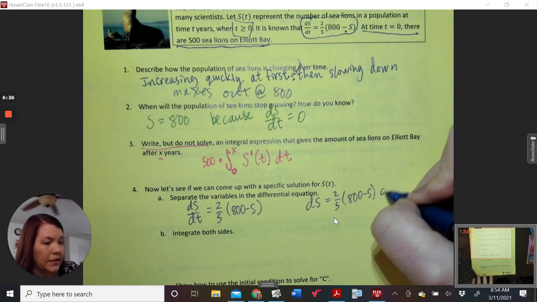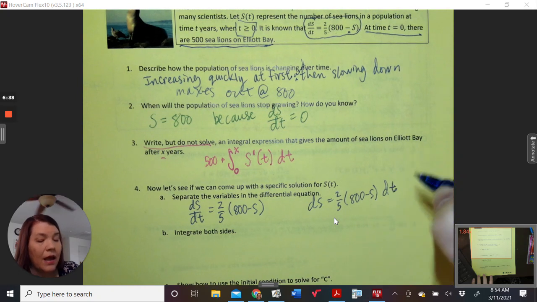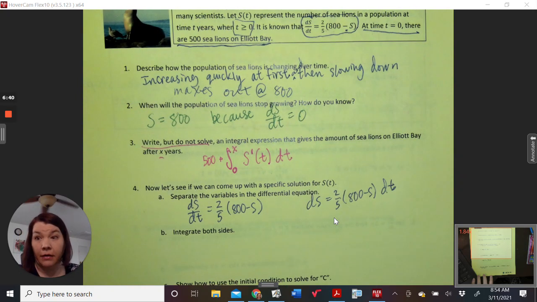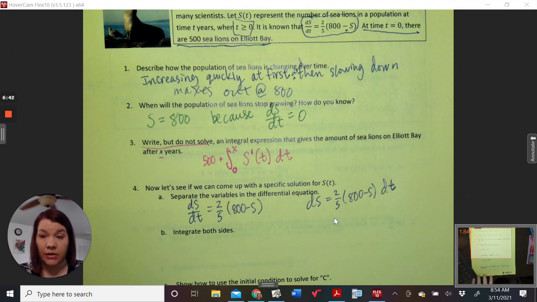dt and ds cannot be in the denominator. As we separate things, we're going to get fractions all the time. ds and dt don't go in the denominator. I cannot make this point any clearer. Okay, so make sure. All right, here we go.